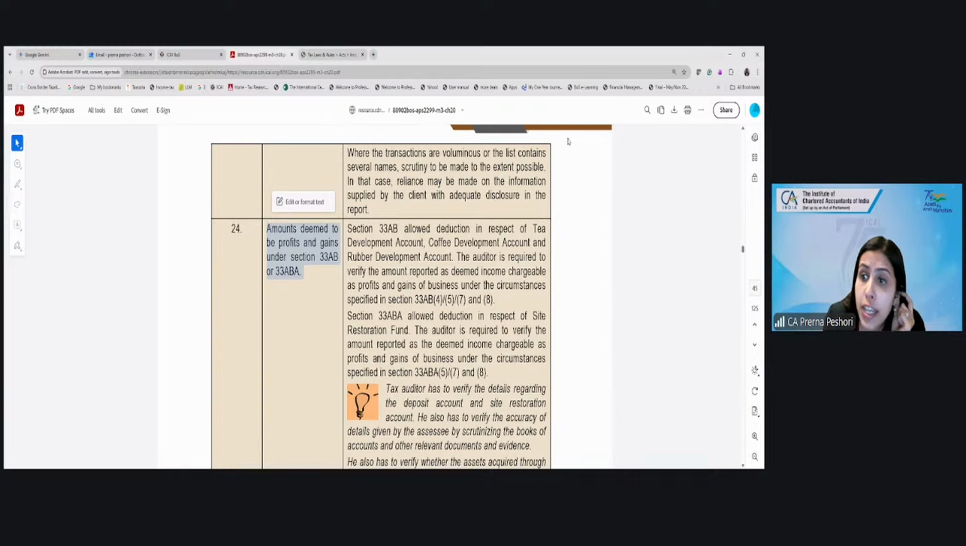Or where you withdraw the amount from the NABARD account, right? Or it is utilized for any expenditure which is not allowed. Yes, so in that particular case, it will be considered as your income. That is what is required to be reported over here. So now how will the tax auditor verify this?